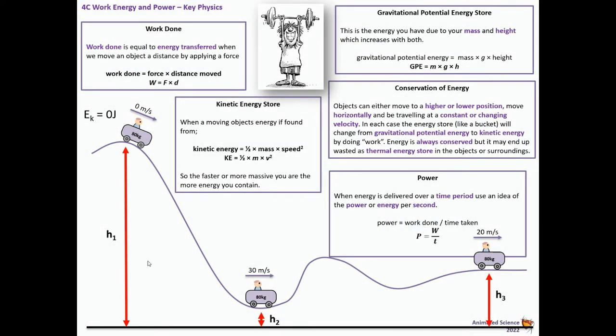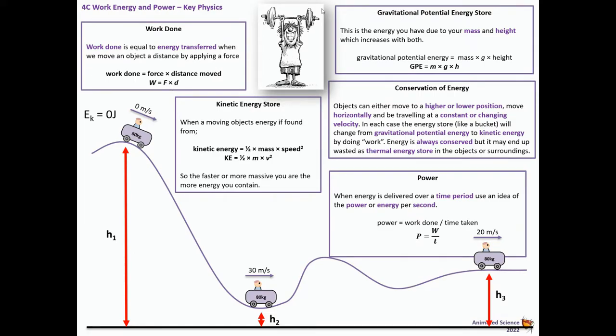Okay, so it's the iGCSE intro slide. So we're looking at section 4C, work, energy and power. Key physics then, we have work done. Work done is equal to energy transferred when we move an object a distance by applying a force. So the work done will be force times distance.